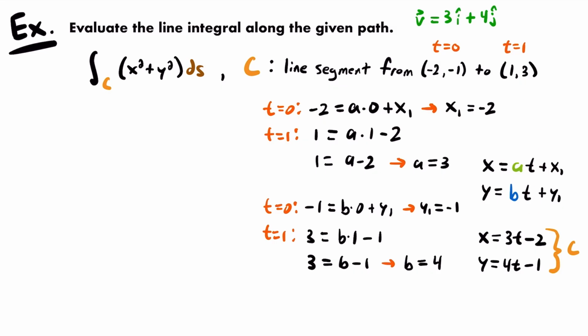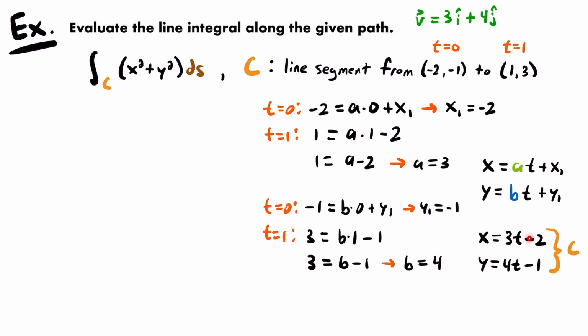Okay, so from here on out in this video, when I need to parameterize a line segment, I am going to use the direction vector method because it is quicker. Although if you are more comfortable with this first method, feel free to do that instead. It does not matter. You're going to get the same answer in the end. But now we have what we need to start setting up this line integral and evaluate it.